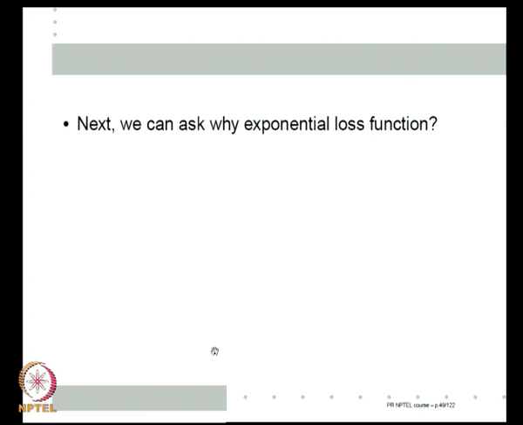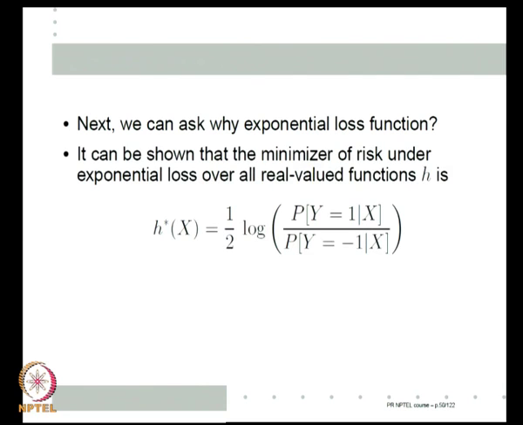That is of course a good enough reason to consider exponential loss, but we can still ask: we already have so many loss functions, why one more? Because exponential loss has many interesting properties. I will just state one. It can be shown that if I minimize risk under exponential loss over all real valued functions h, not just binary valued functions as we are considering here, then the minimizer is half the log of the odds, right.